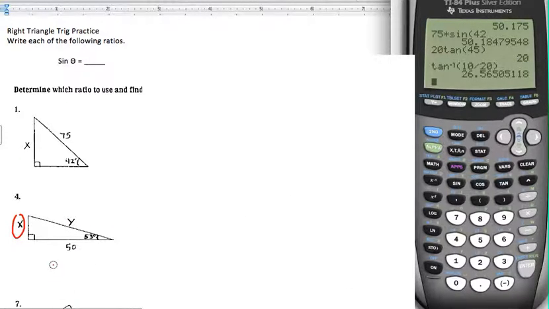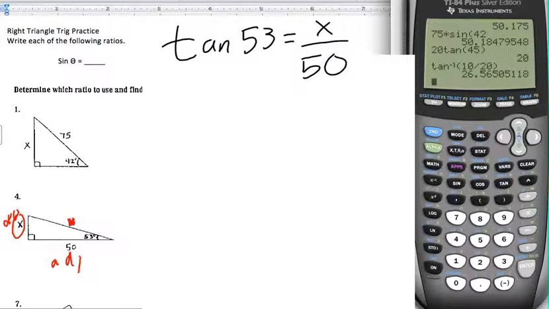We have an angle, we have an adjacent, and we have an opposite. And for the moment, we're just ignoring y. So we have an adjacent and an opposite. This is another tangent problem. It's another TOA. Tangent 53 equals x over 50.